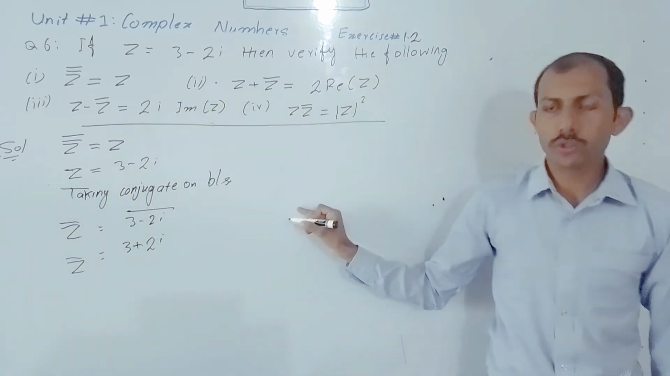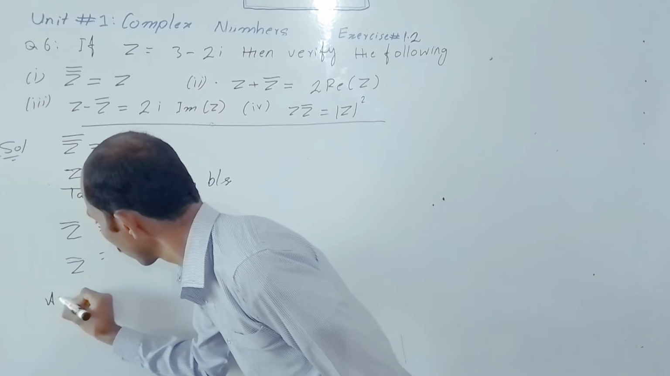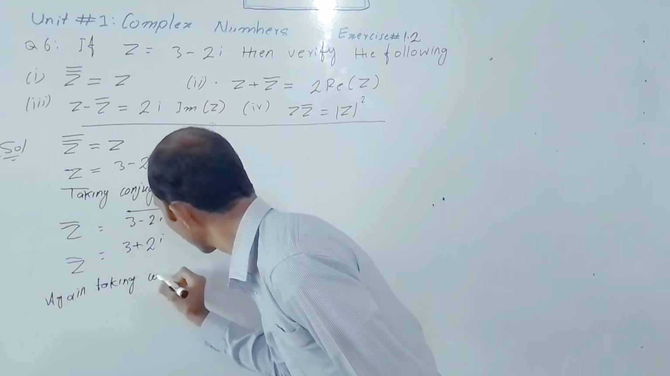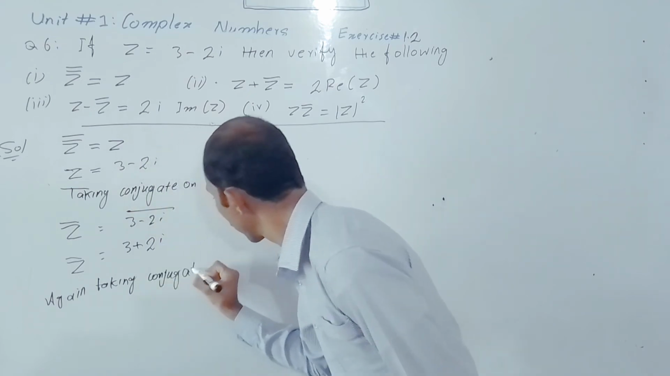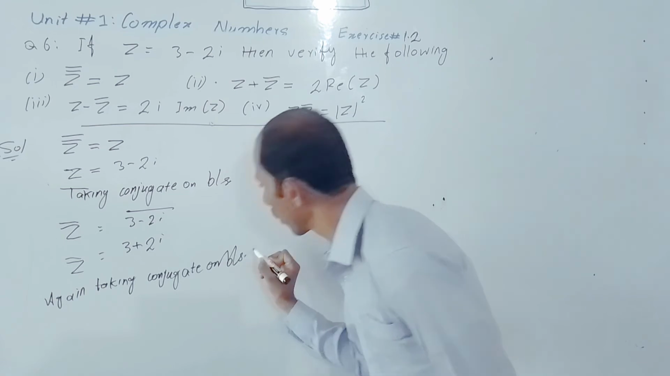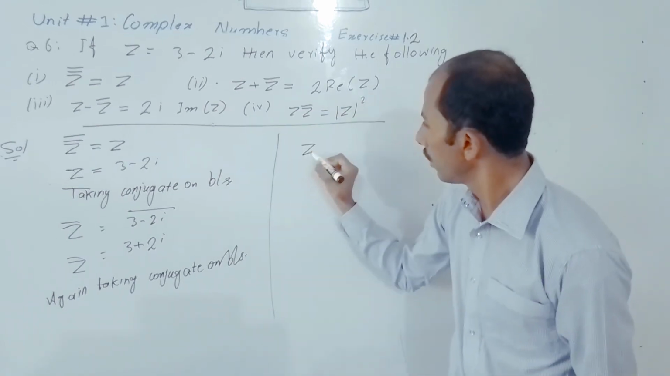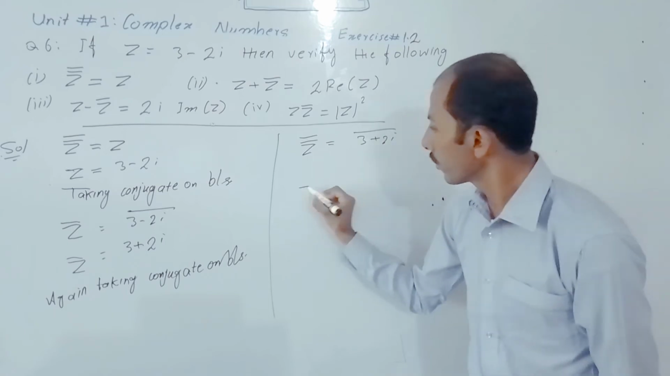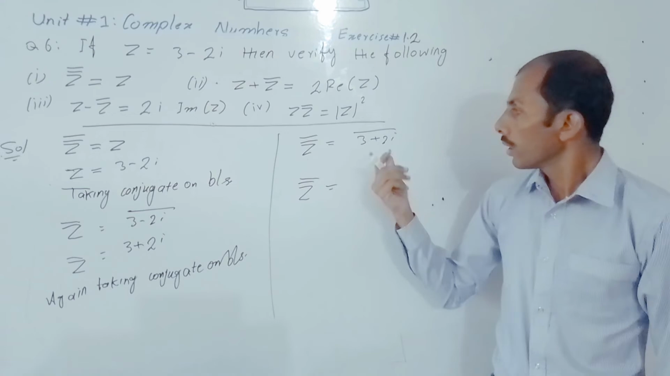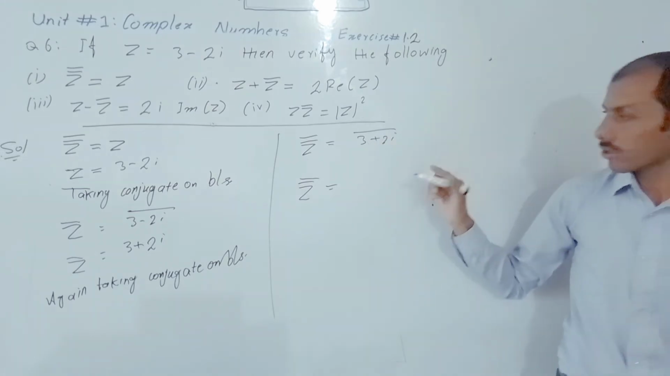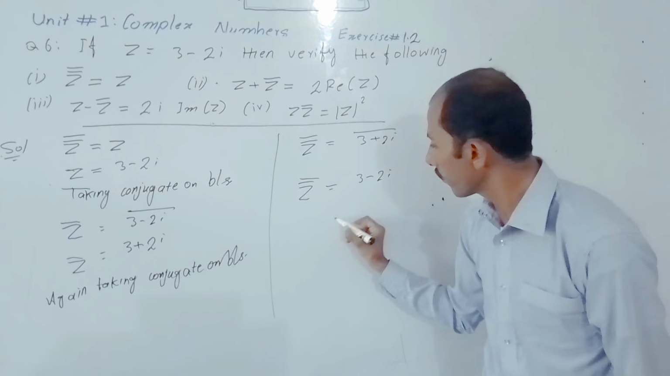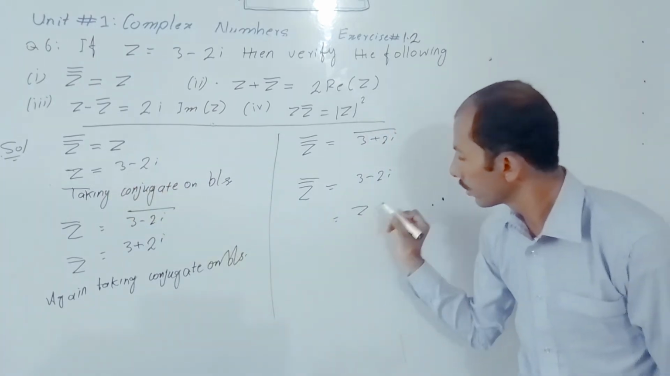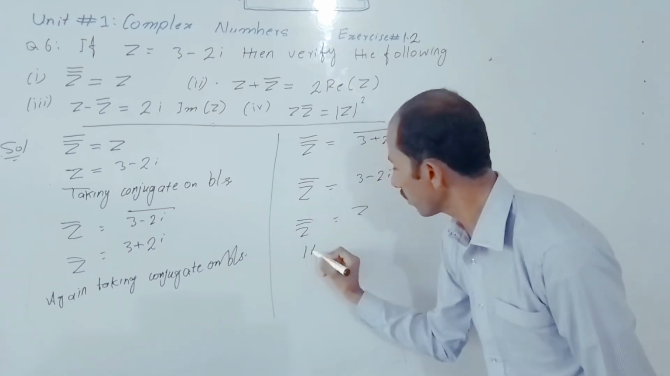Again taking conjugate on both sides, so z double conjugate is equal to the conjugate of 3 plus 2i, which can also be written in the form of 3 minus 2i, which is equal to z. So z double conjugate is equal to z, hence proved.